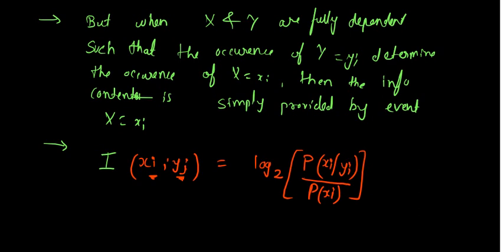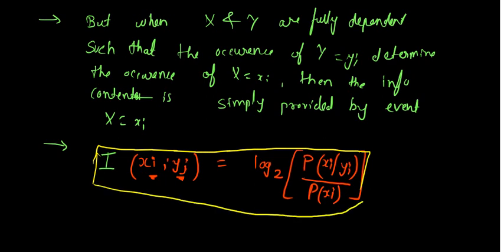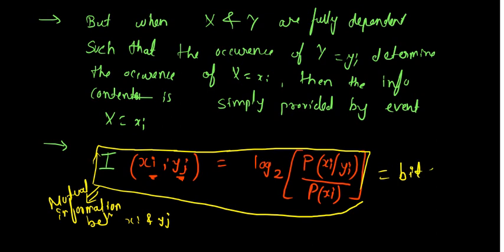So this I is called mutual information, or it's called mutual information between xi and yj, correct? And obviously the units will be bits, we are in the digital domain, right?